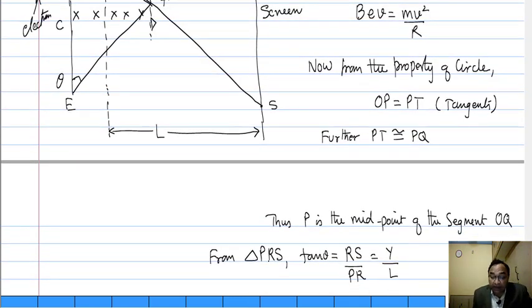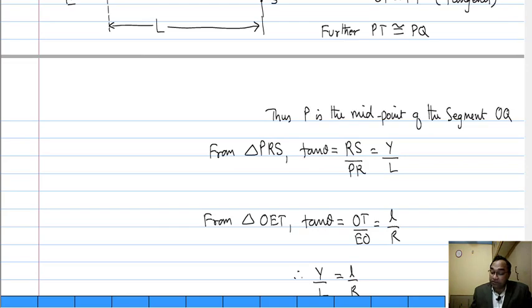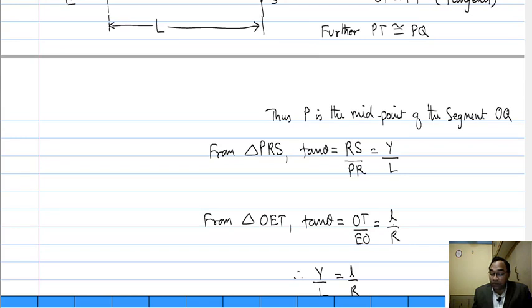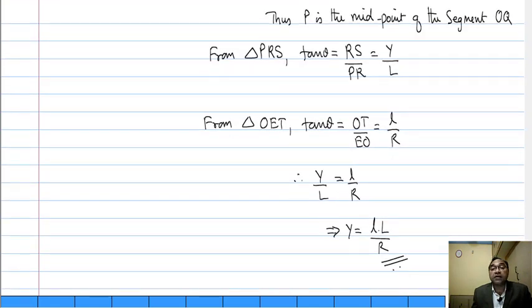Now, take triangle PRS. In triangle PRS, tan theta is RS upon PR, and RS is Y. This distance is the deflection on the screen, which we have already represented as capital Y, and this is L. Now in the triangle OET, again tan theta is OT by EO, that is L by R. From these two equations we can correlate and get the deflection that can be there on the screen when the charged particle or the electron is released in a magnetic field.